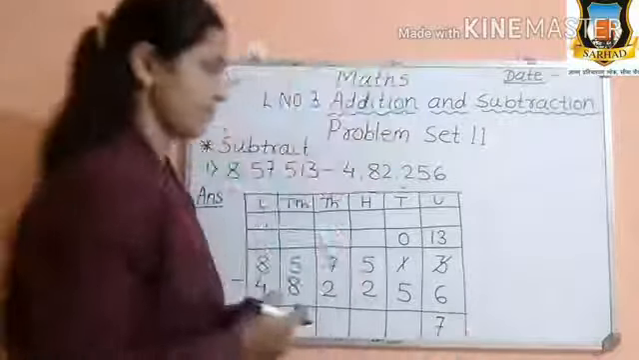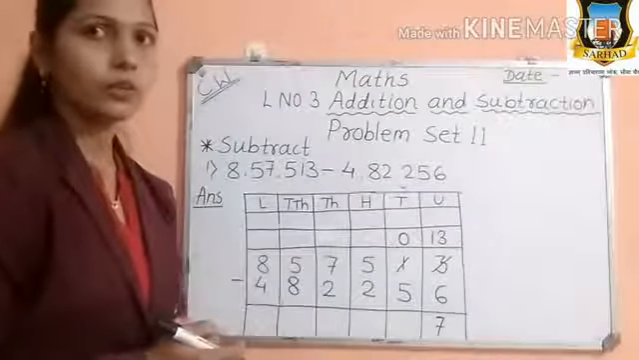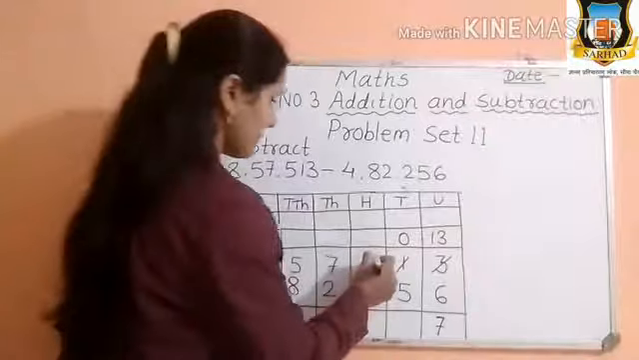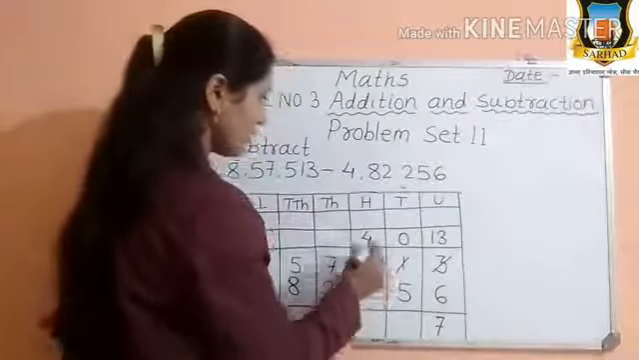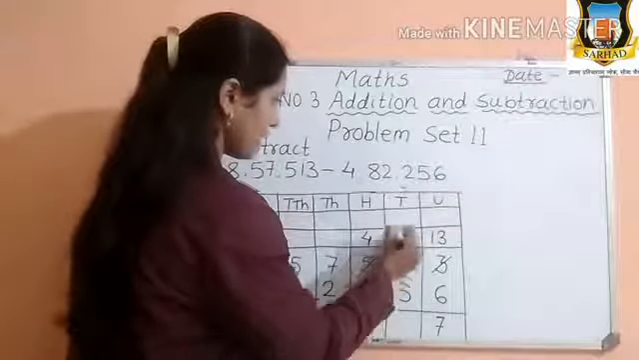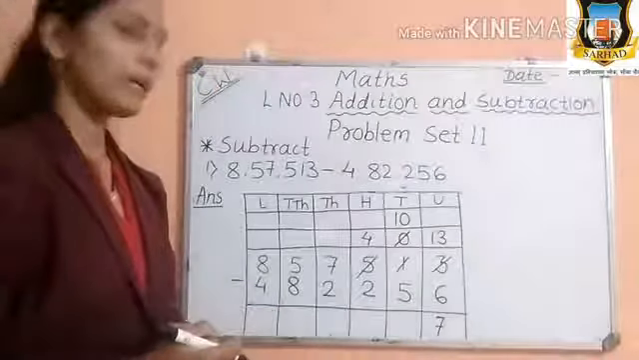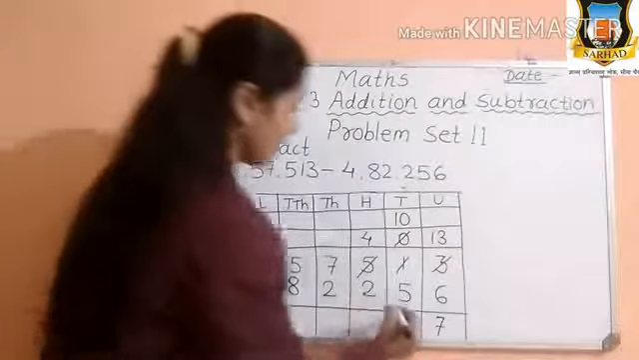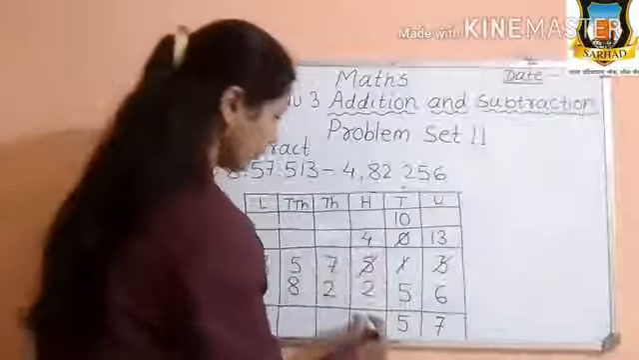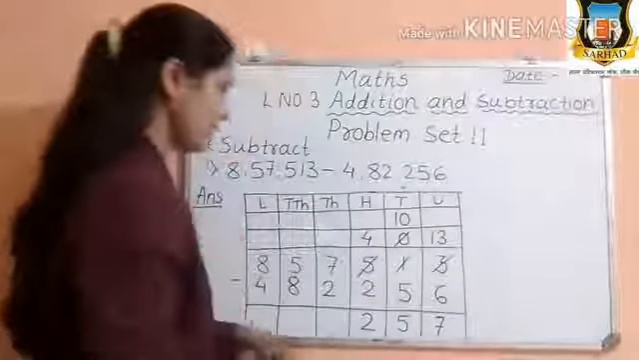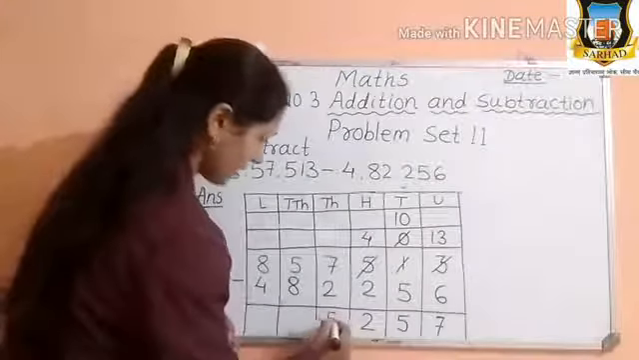7. Now 0 minus 5, is it possible? No. So we have to take a borrow from the next number. Here will remain 4, and here comes 10. 10 minus 5, 5. 4 minus 2, 2 is there. 7 minus 2, yes, correct, 5 is there.